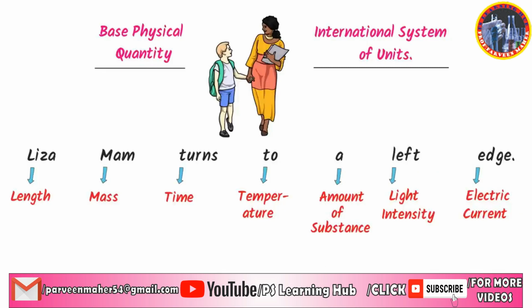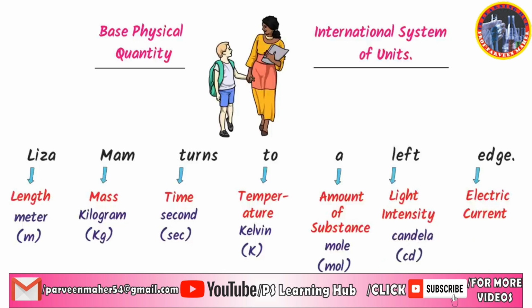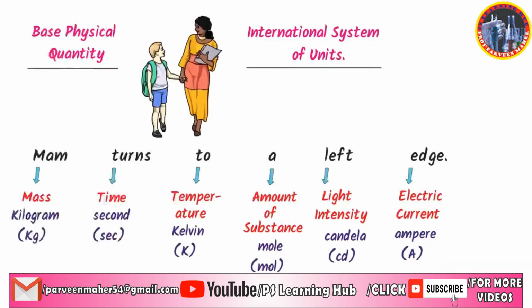The SI unit of length is meter, the SI unit of mass is kg, the SI unit of time is second, the SI unit of temperature is Kelvin, the SI unit of amount of substance is mole, the SI unit of light intensity is candela, and the SI unit of electric current is ampere. Remember that except these 7 units, the rest of the units are called derived units.